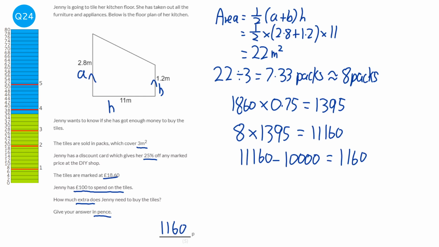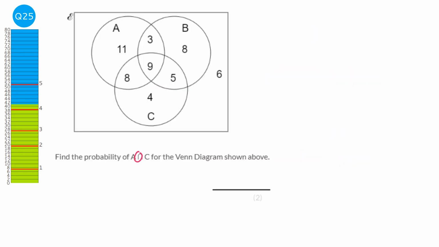So the symbol here basically means and, and the way I remember it is if you draw that symbol and just put a line through it, you can make the word and. So we're looking at the probability of getting something that is in A and C. So the only ones that are in A and C are this 8 and this 9 here. So we're going to just add the 8 and the 9 together, which give us 17.